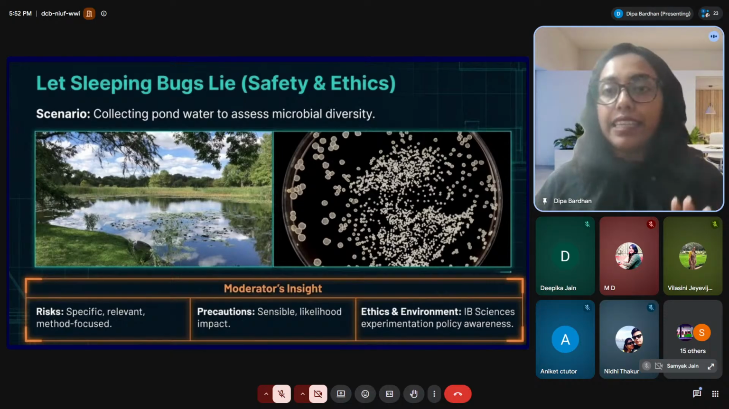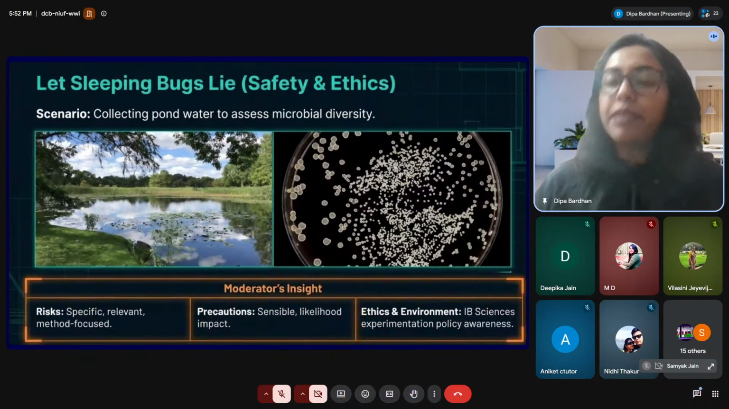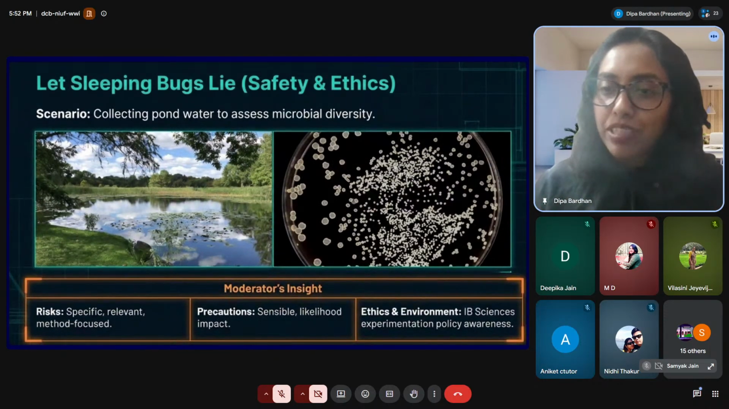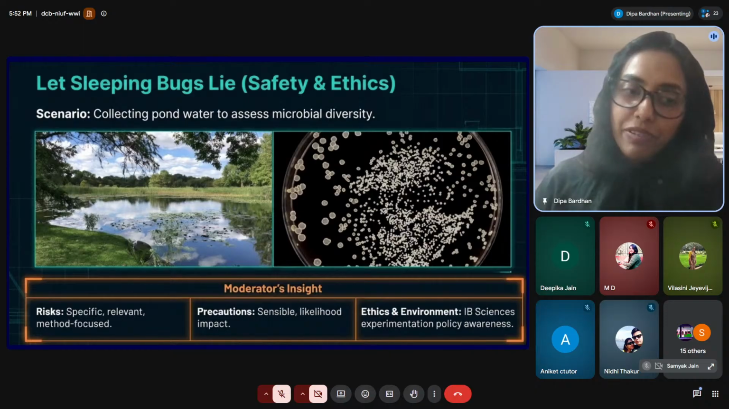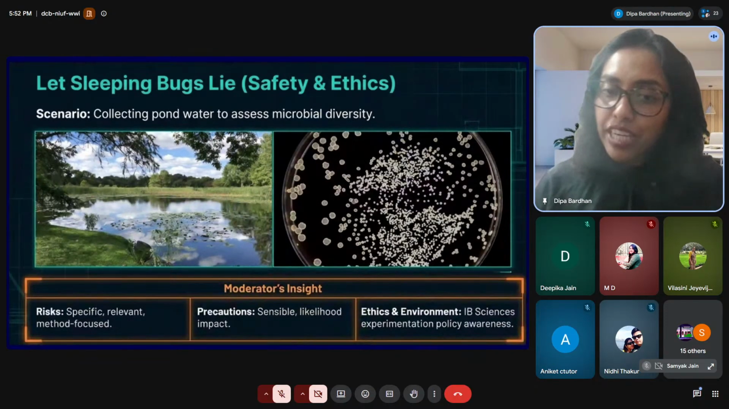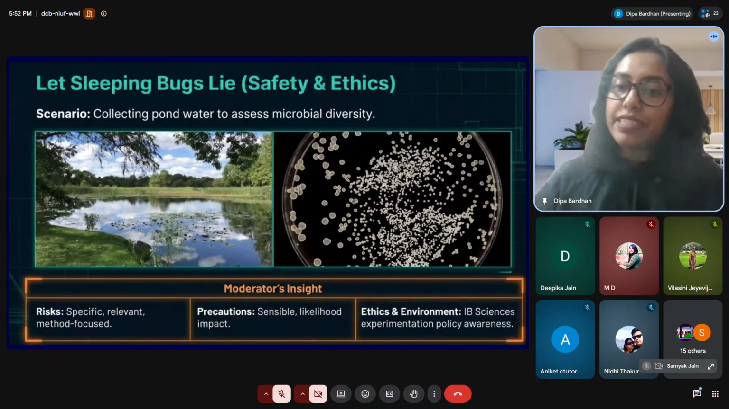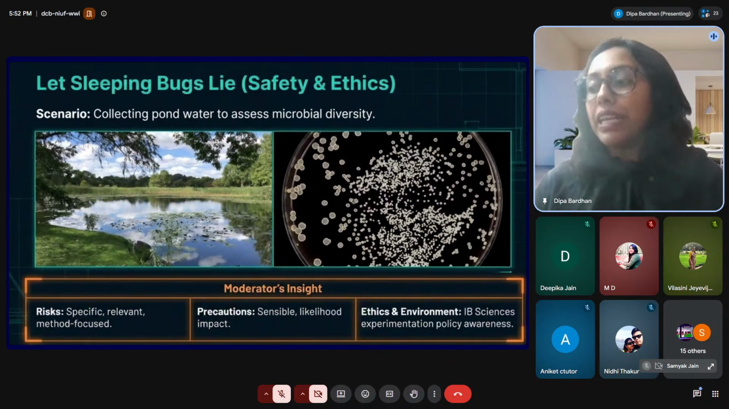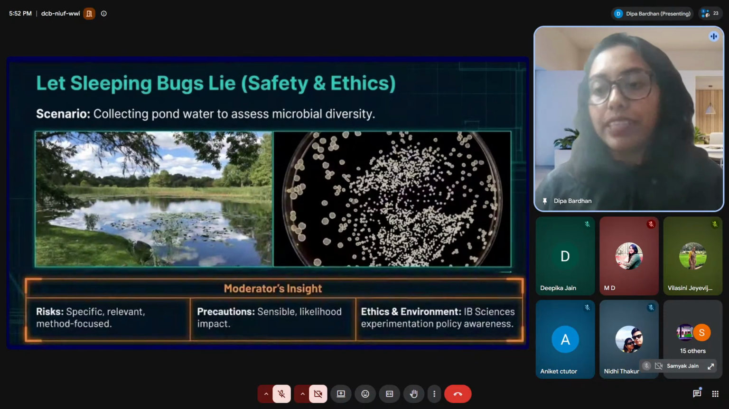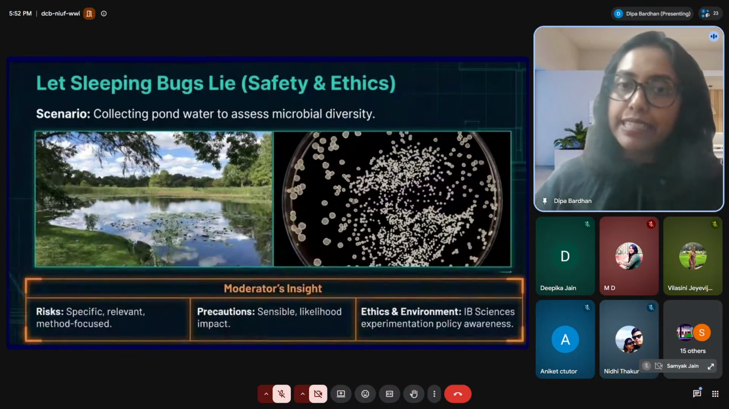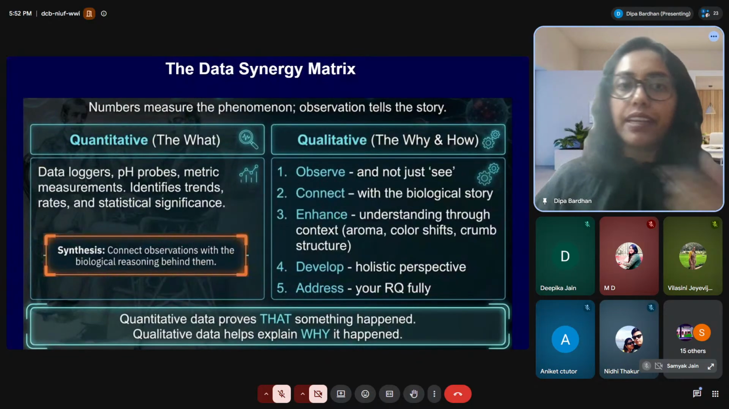Safety and ethics, often the students neglect. They don't write about it, but it is also given in the assessment criteria. So please give the risks which are involved in your experiment, what precautions you have taken to avoid those risks, and how it can impact the ethical considerations or the environment. It is a must and it is a mandatory thing.